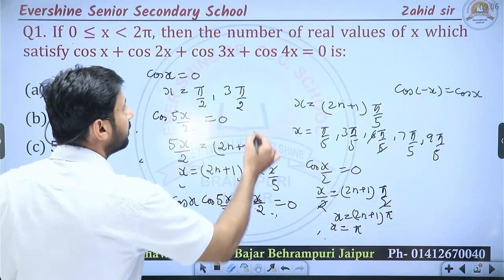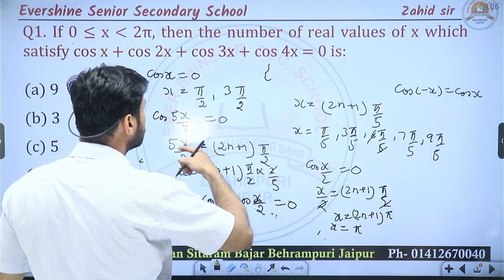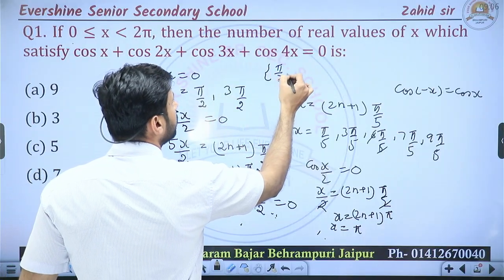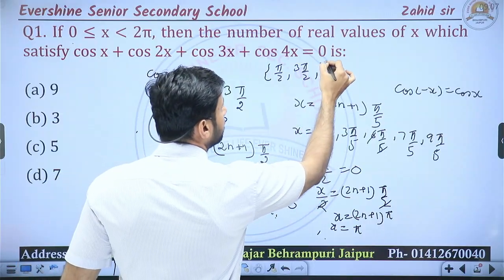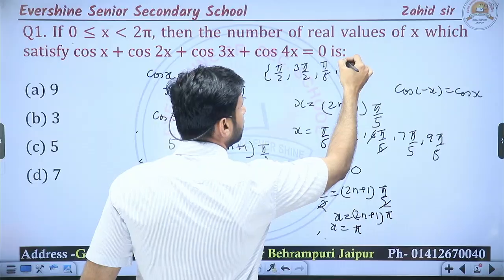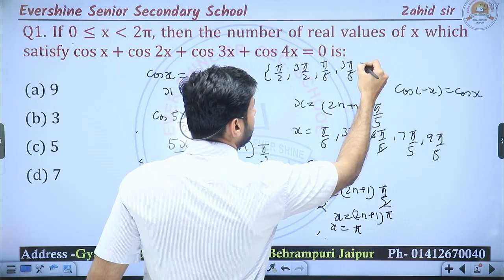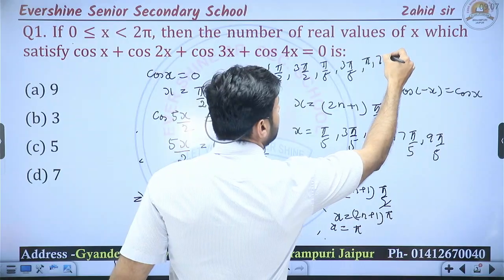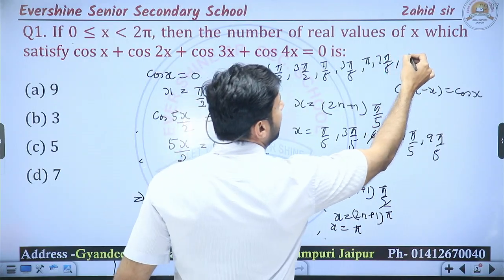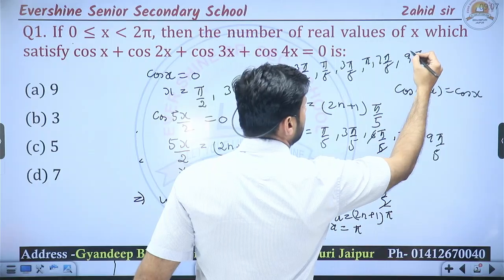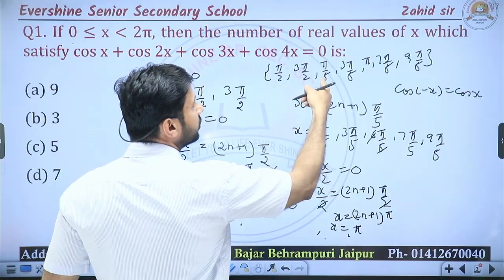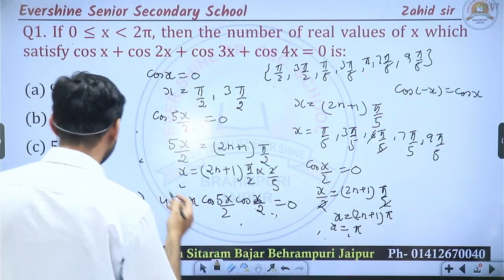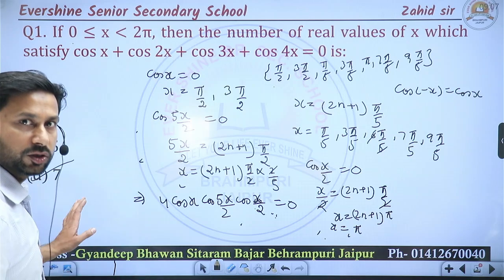If I make the sets of these values, I'll be getting pi by 2, 3 pi by 2, then pi by 5, 3 pi by 5, pi, 7 pi by 5 and 9 pi by 5. This pi I have taken, I'll not take it again. Now count them: 1, 2, 3, 4, 5, 6, 7. So your answer will be 7.